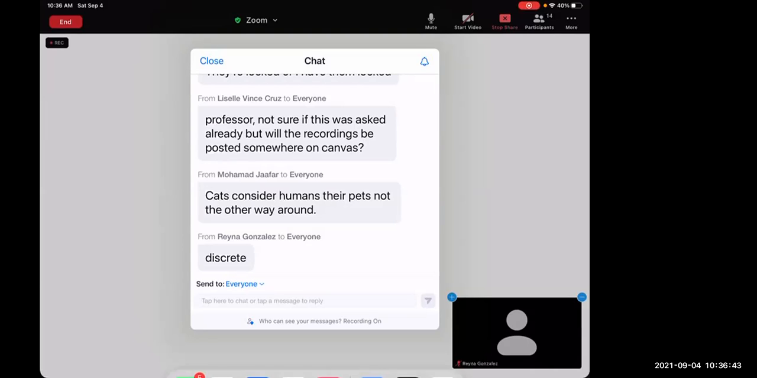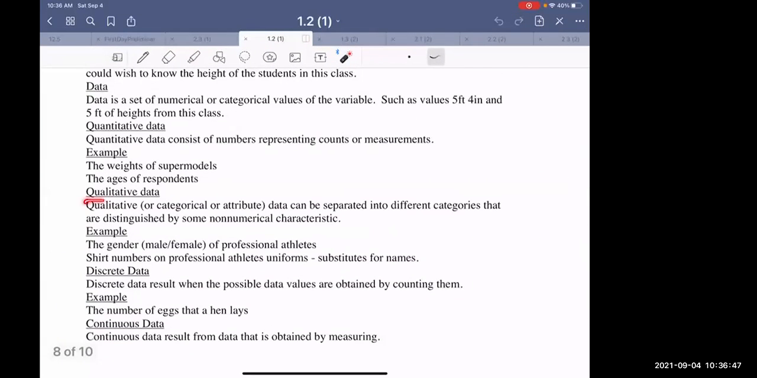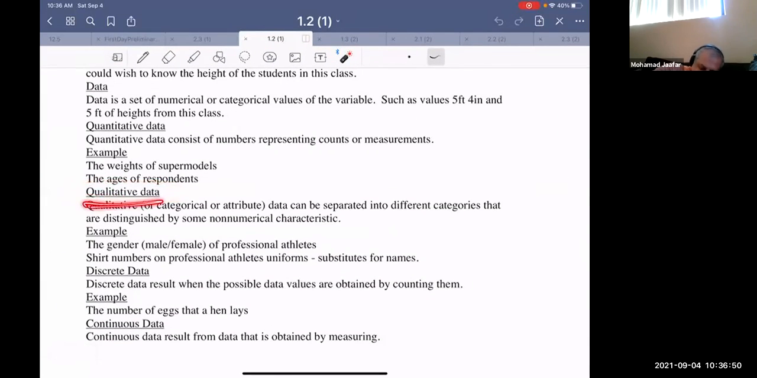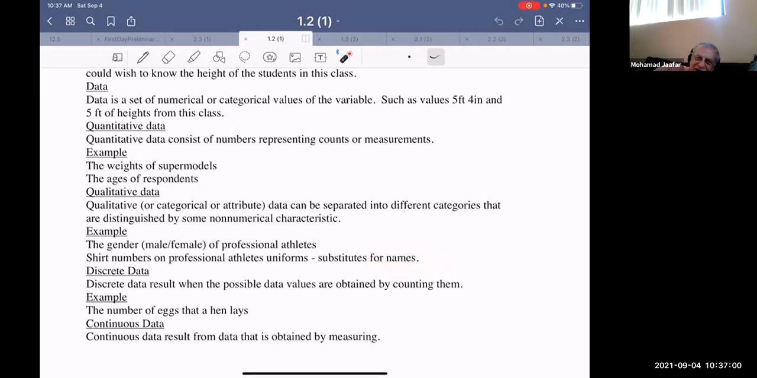It's not numerical. So it is qualitative. Yes, because it's your name. It's a number, but it's really your name. So it's unique to yourself. So it's a name. It was a trick question.